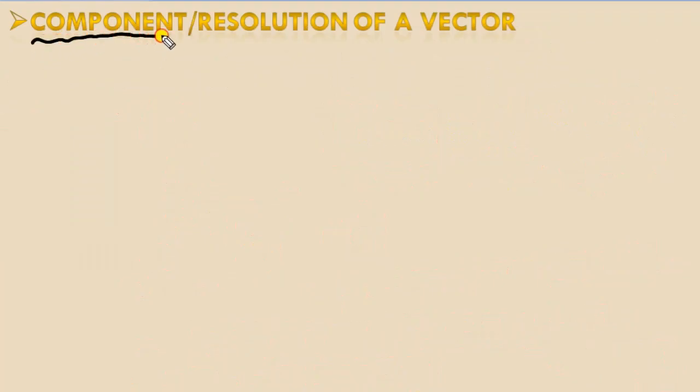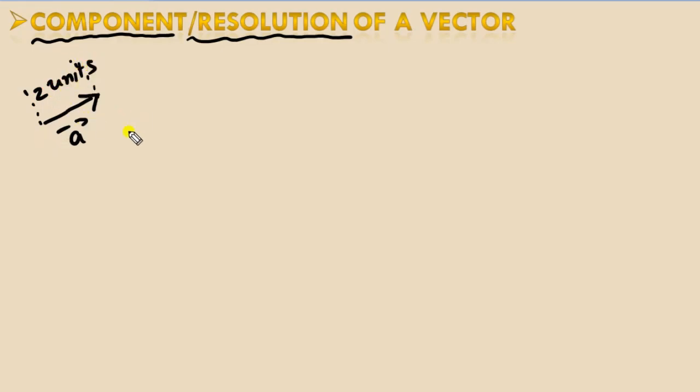Let us learn about what is component or resolution of a vector. Before we jump into this concept, it is very important for us to understand a few things. Let's say there is a vector, vector A. Its length, that means the length of the arrow representing it, or in other words, the magnitude of vector A, is, let's say, 2 units. Okay. Then can you tell me what is 2 times vector A?